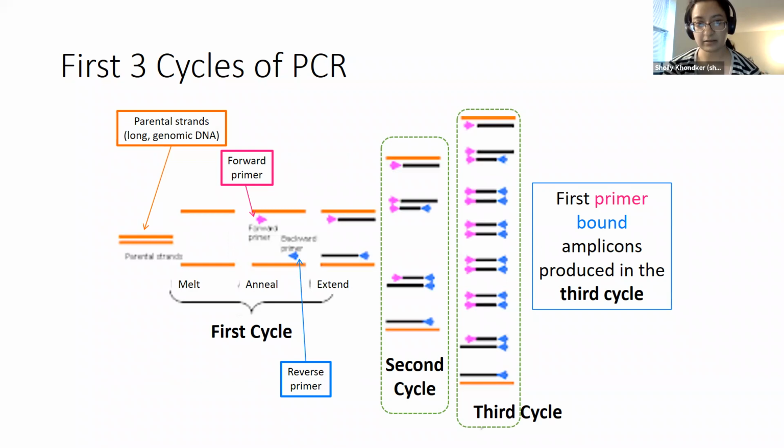After the first cycle of PCR, you're going to have template strands annealed to new DNA. Then in the second cycle, you'll have the templates separating from the new DNA, and more new strands being formed using the original template and the new DNA as templates. So by the third cycle, you'll have primers binding to the amplicons that were produced in the previous cycle.